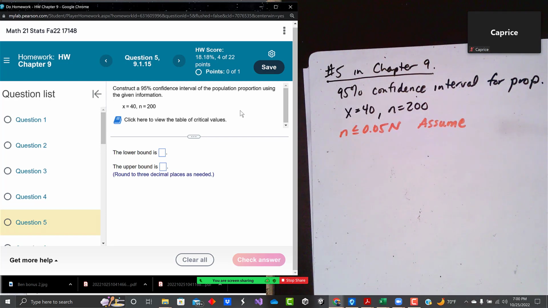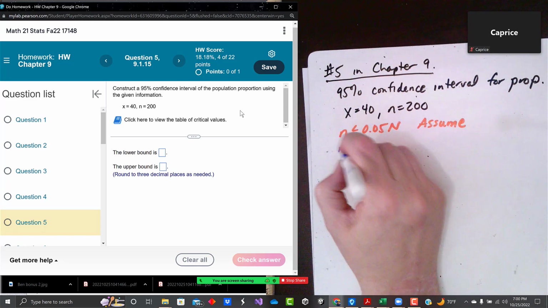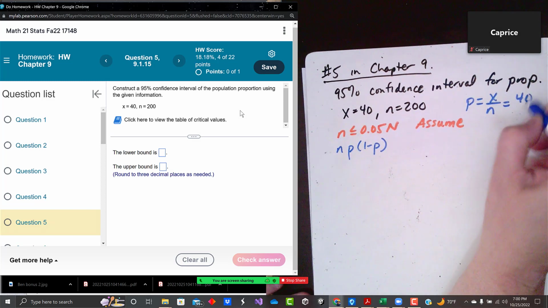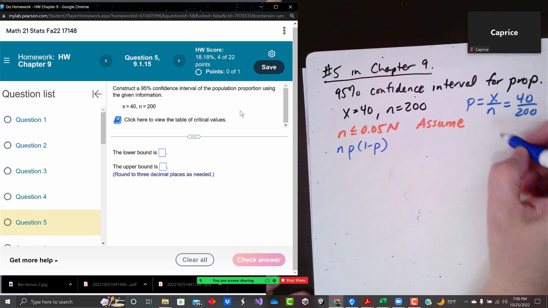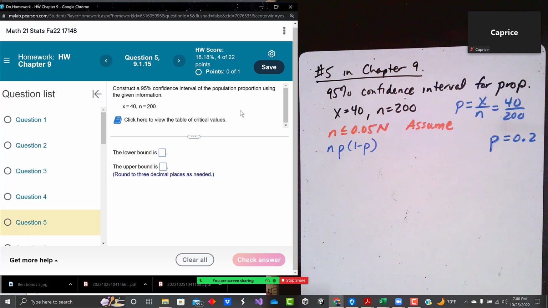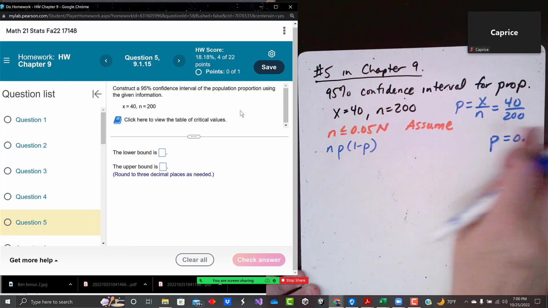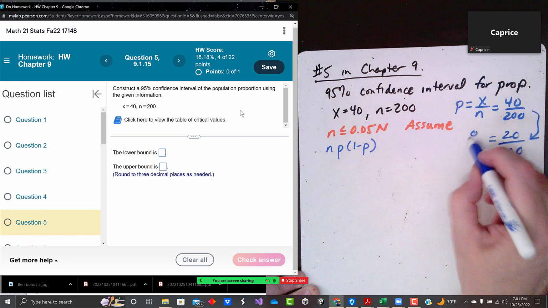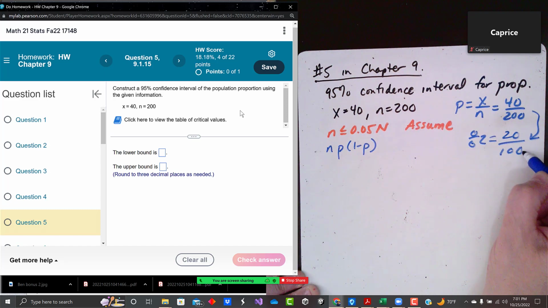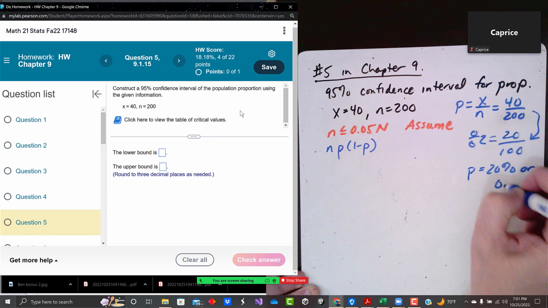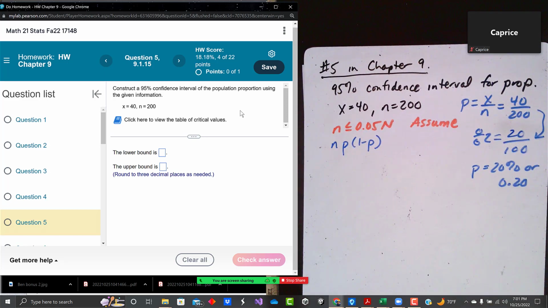And then I'll actually look at, we need to calculate n times p times 1 minus p. p is x over n, which is 40 over 200. So p should be 0.2. The way I got that so quickly is I divided the top and bottom by 2, and I got 20 over 100. And 20 over 100 gives me a percentage. When you have a denominator of 100, it's a percentage. So p equals 20% or 0.2. But you can pull out a calculator for it.